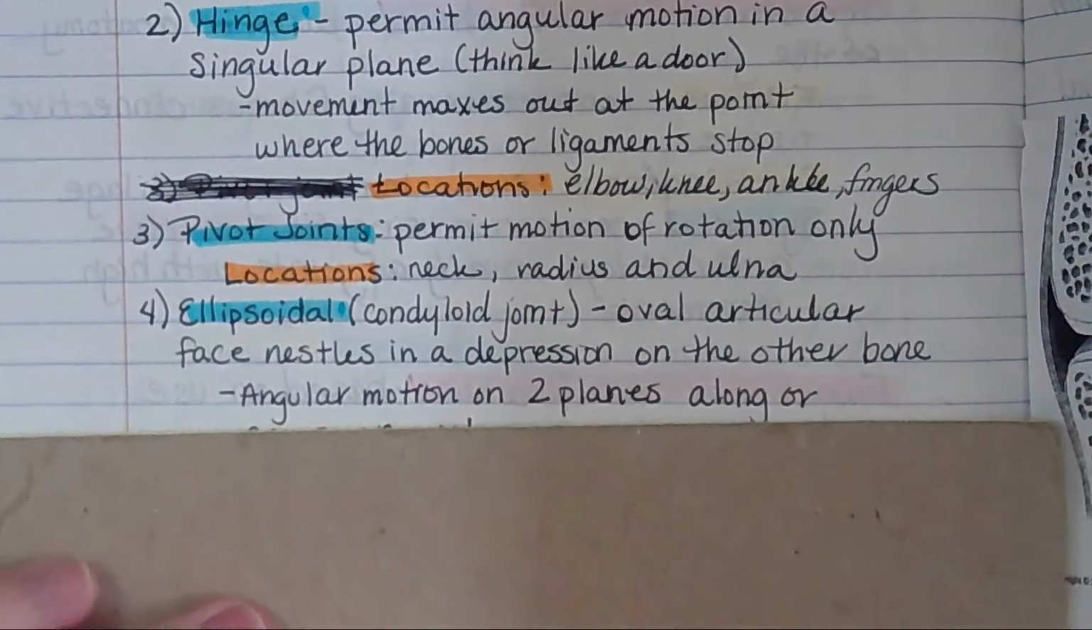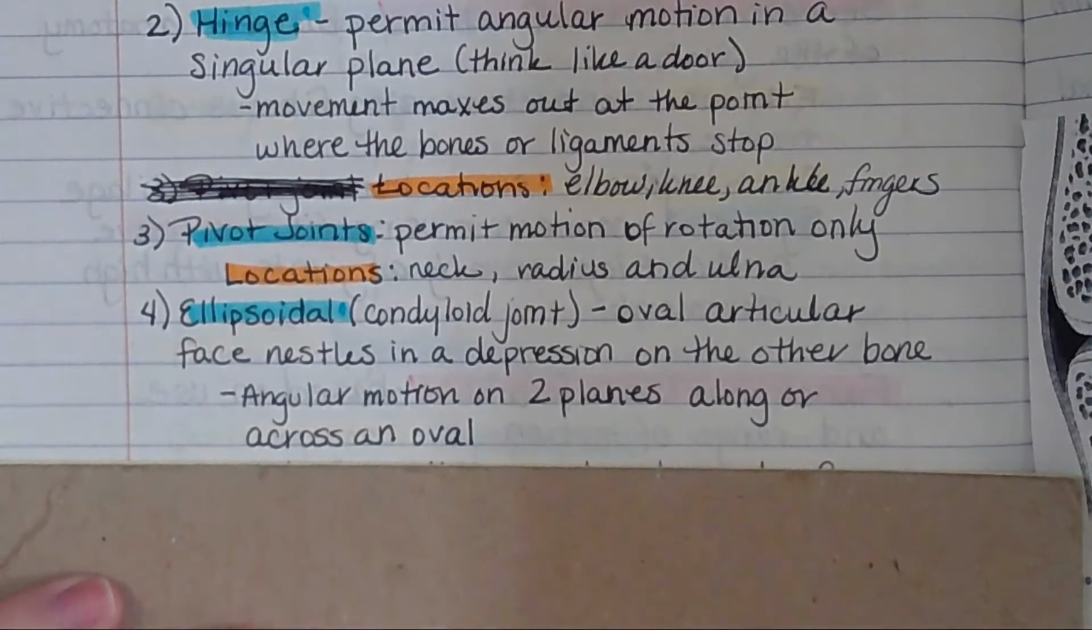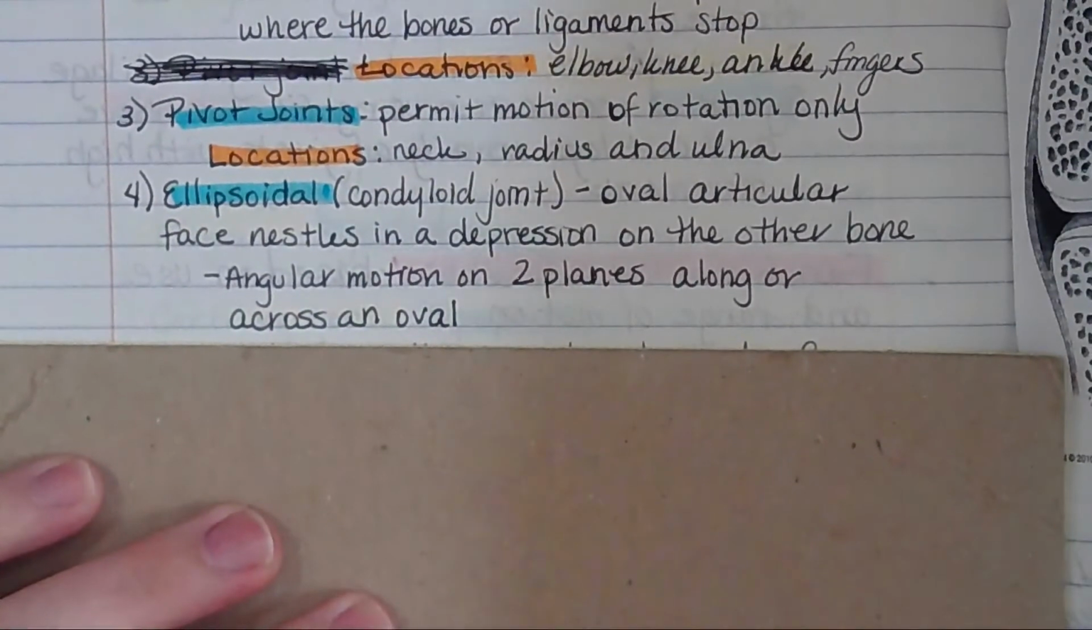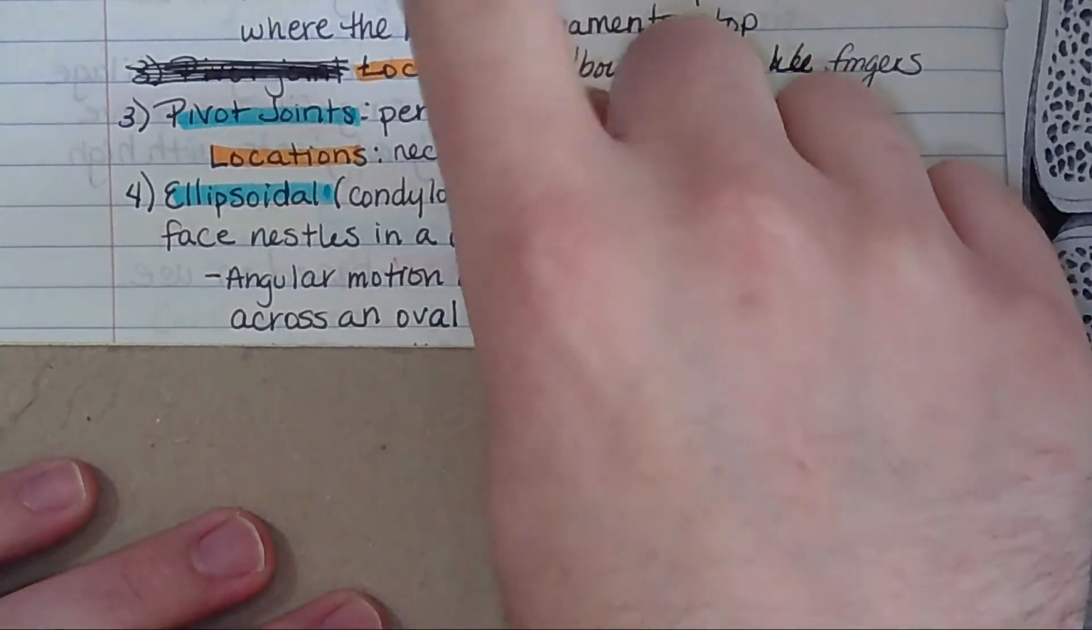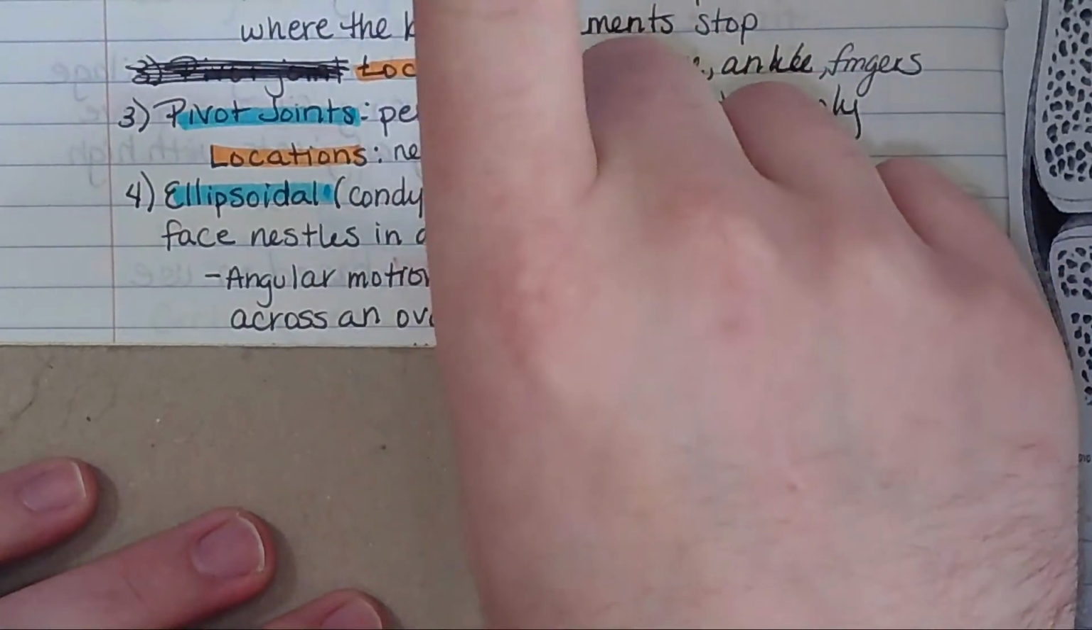Okay. Ellipsoidal joints are kind of oval in articular surface, and they're also sitting in a depression with other bones. Probably the most famous example of this is what's happening at this part of your finger. You can waggle your finger left and right, you can move it up and down. You can't make a perfect circle.